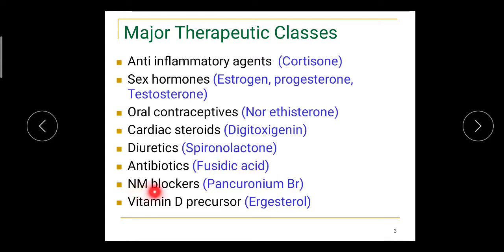Then neuromuscular blockers, pancuronium bromide. Then vitamin D precursor, ergosterol. So steroids are widely used as therapeutic agents.